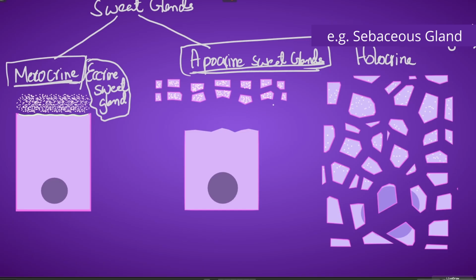Well, the thing is that this is wrong. The apocrine sweat glands do not secrete the secretions via the apocrine mechanism. Rather, even the apocrine sweat glands secrete the secretion via the merocrine mechanism, merocrine mode of secretion. So, well, then the question is why they are named as apocrine sweat glands.